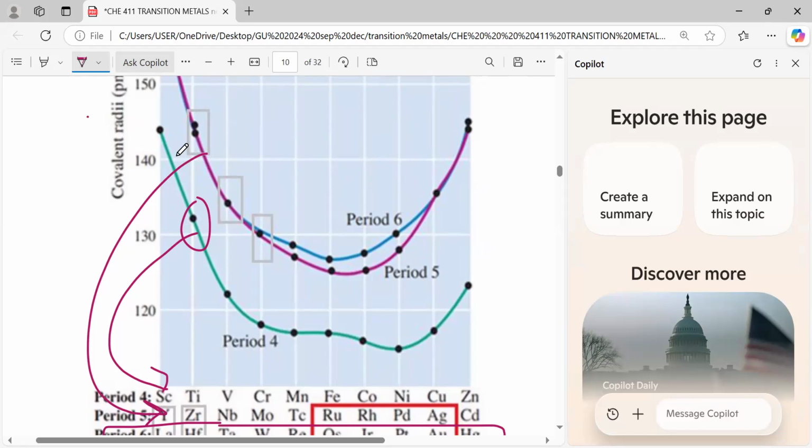So let me just rub here. Look at the curves for period 6 and period 5. You can see the curves are so close to each other, which means that their radii are not so different. They're so similar. See where I've put the gray boxes.